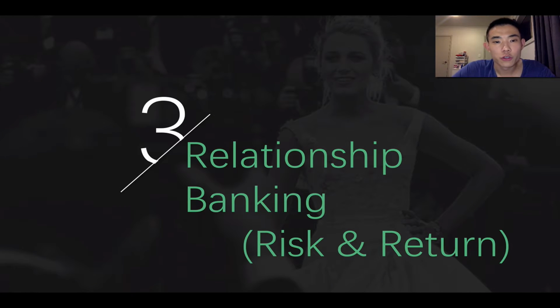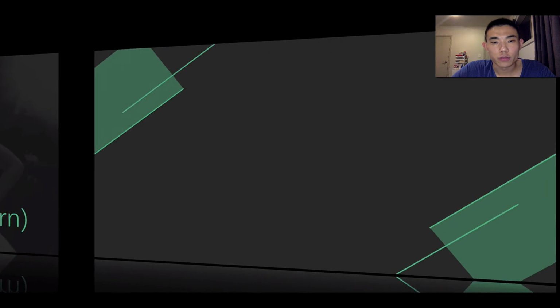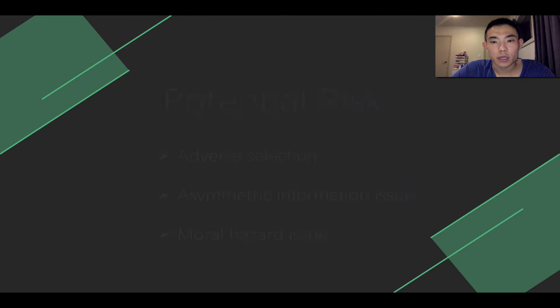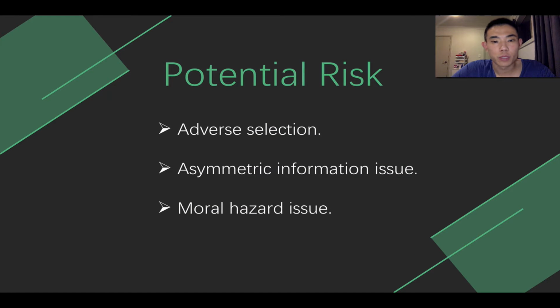Today, I will introduce the risk and the return of relationship banking. The first risk is adverse selection. A relationship bank finds it difficult to distinguish between the qualities of different projects presented for funding by different SME borrowers. However, these SME borrowers know more about their projects, and as a result of this problem, the bank might end up selecting the bad project.